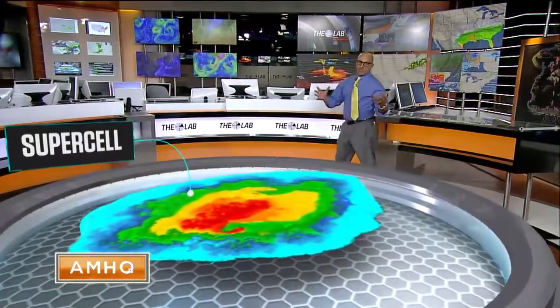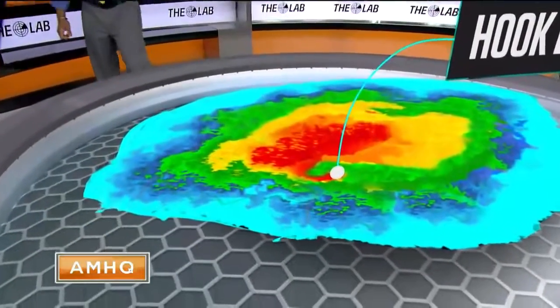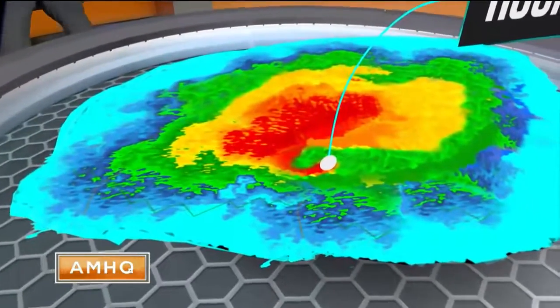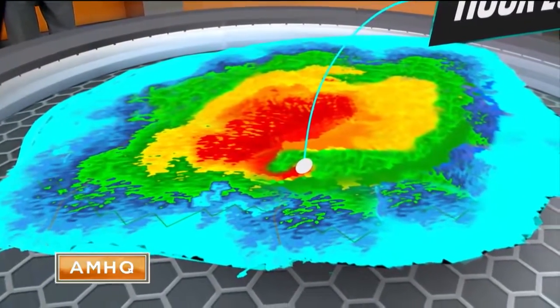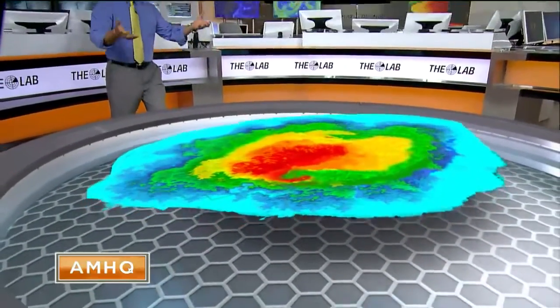It starts with a supercell, a rotating thunderstorm. But on these tornadoes, there is one thing that clearly stands out, especially when we look at radar. It is called a hook echo. And that hook echo is a little appendage on the southern flank of the storm. We know that these storms aren't flat. They're in the vertical, 40, 50, 60,000 feet.